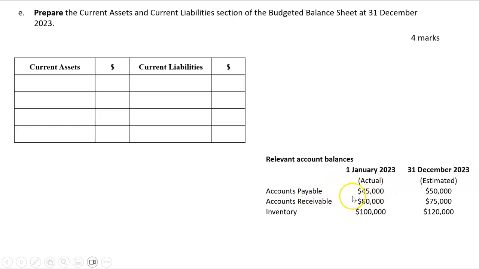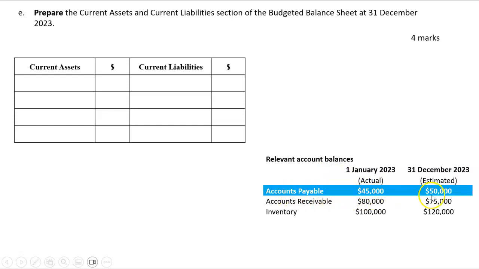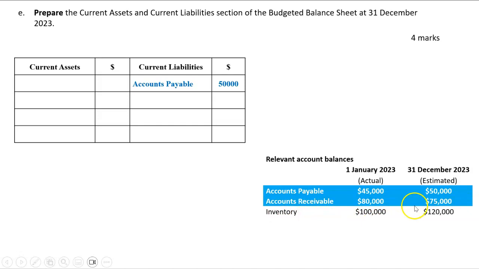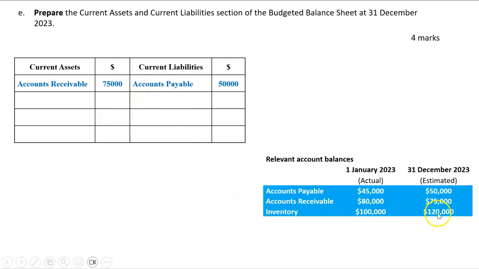But then this is just a simple drag and drop question. We've got accounts payable here, and we just need to remember that is a liability and a current liability. We've got accounts receivable here, and we expect the balance to be 75, but that is a current asset. And lastly, we've got inventory. We expect the balance to be 120,000. Inventory is a current asset, and it looks like we're done.